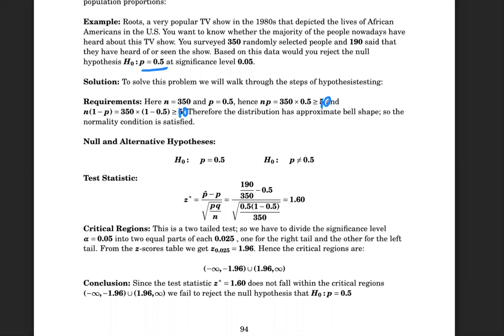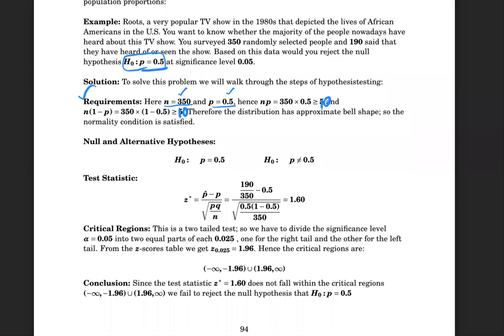So the null hypothesis, so first the requirements. N is the sample size, P is 0.5. P is 0.5, I gave you. That's what people believe, that half of the people roughly know about the TV show Roots, which was popular in the 80s. N is 350, P is 0.5.